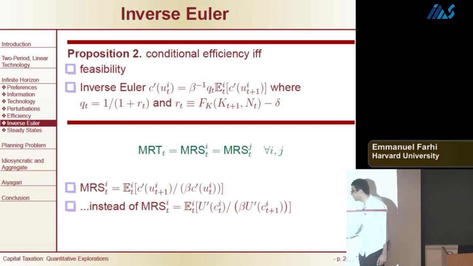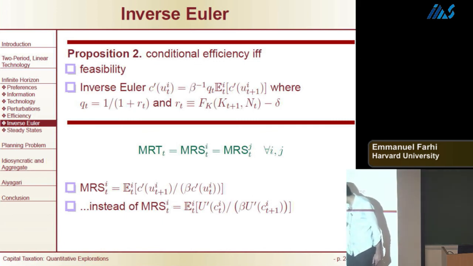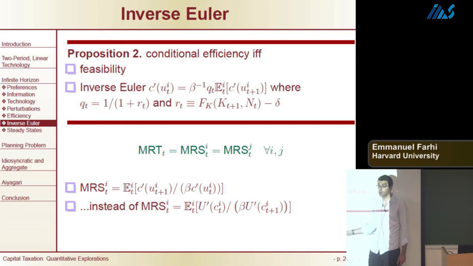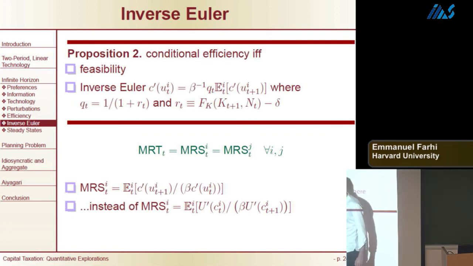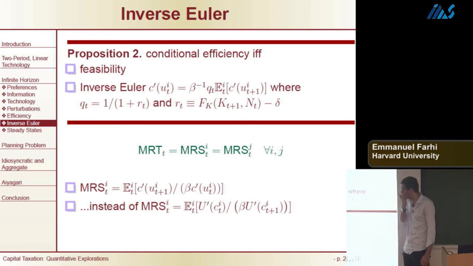Okay, so there are two parts to this string of inequalities. The first part emphasizes that the marginal rate of substitution has to be the same for all agents. The second part emphasizes that this marginal rate of substitution that is common to all agents has to be equal to the marginal rate of transformation. And this observation is going to be at the source of a decomposition of the efficiency gains from capital taxation that we're going to provide.